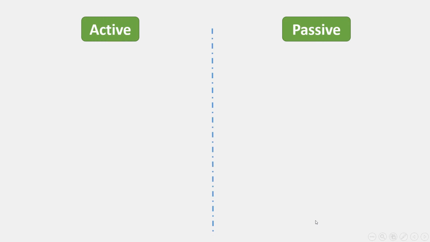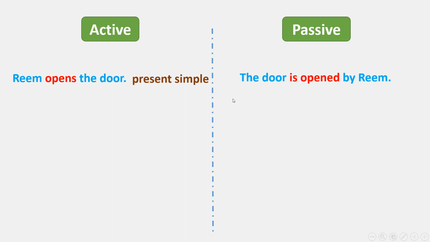Now we're going to compare between active and passive. Let's have the first sentence. Reem opens the door. This is a present simple sentence. We have the verb open. It becomes the door is opened by Reem. We begin with the object, then we have is or am or are plus the past participle.